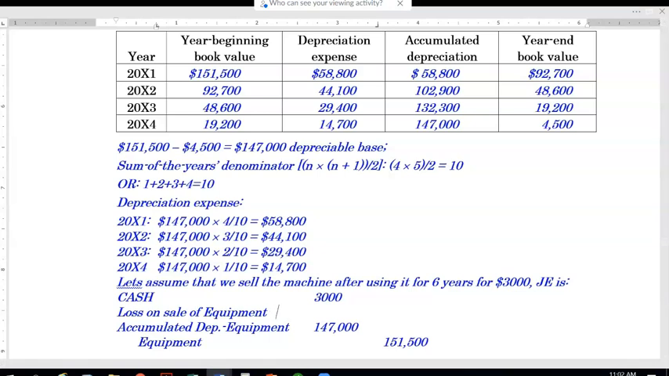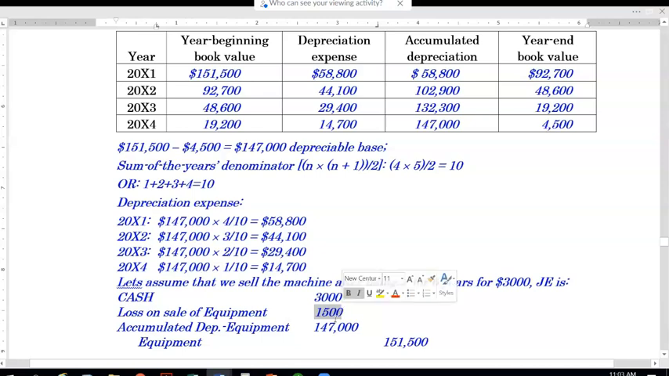And here we go. That's 1,500. Done. That's a journal entry when you sell it. So you close the equipment, close the accumulated depreciation, record your cash, and this is a plug. You plug in the number.